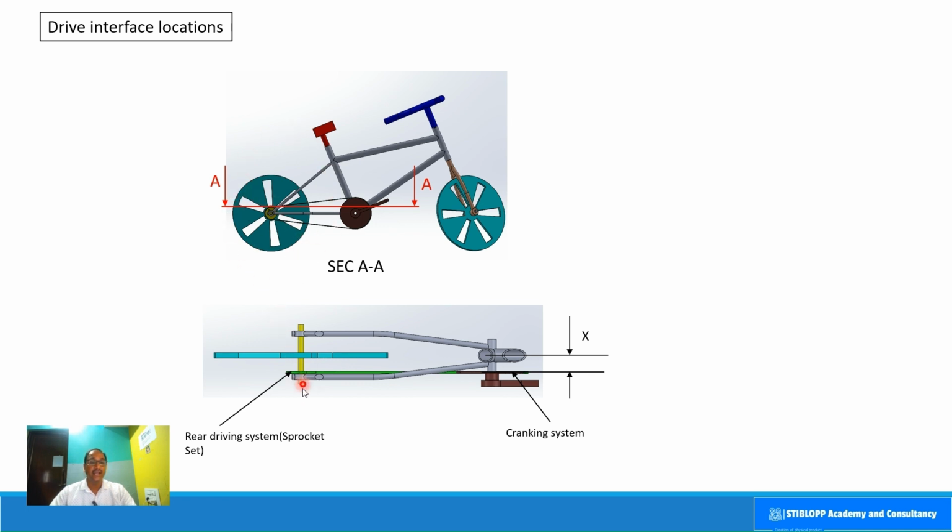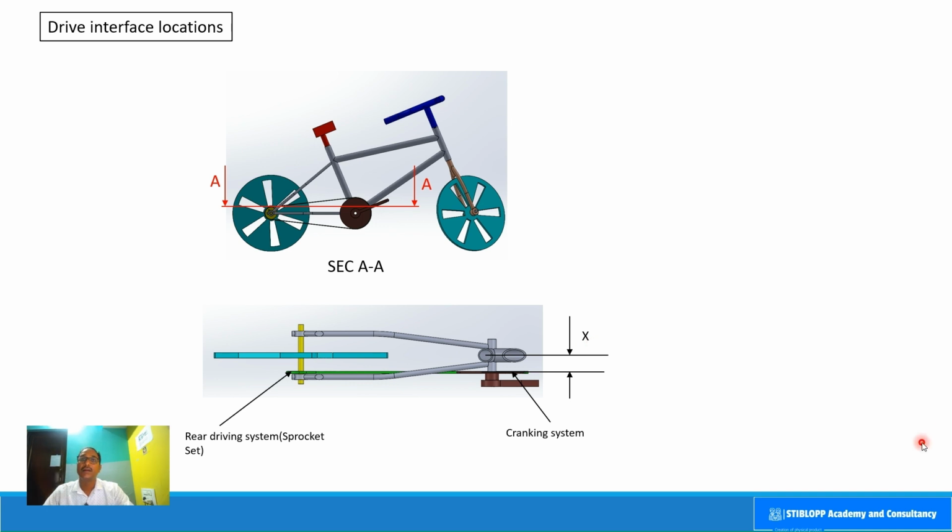Okay, and this interface drives the interface of the cranking system. The cranking system, in order to get aligned with this rear driving system, has to be placed at a certain distance x from the middle of the frame.